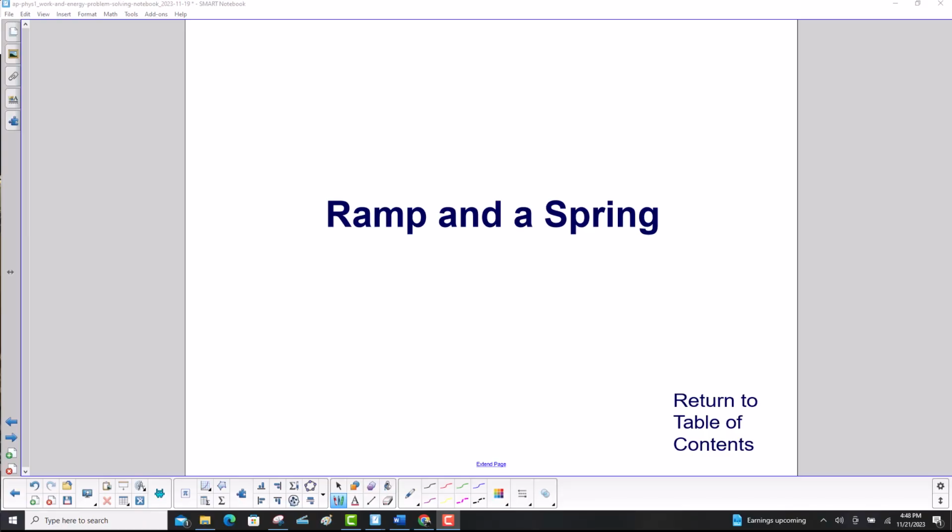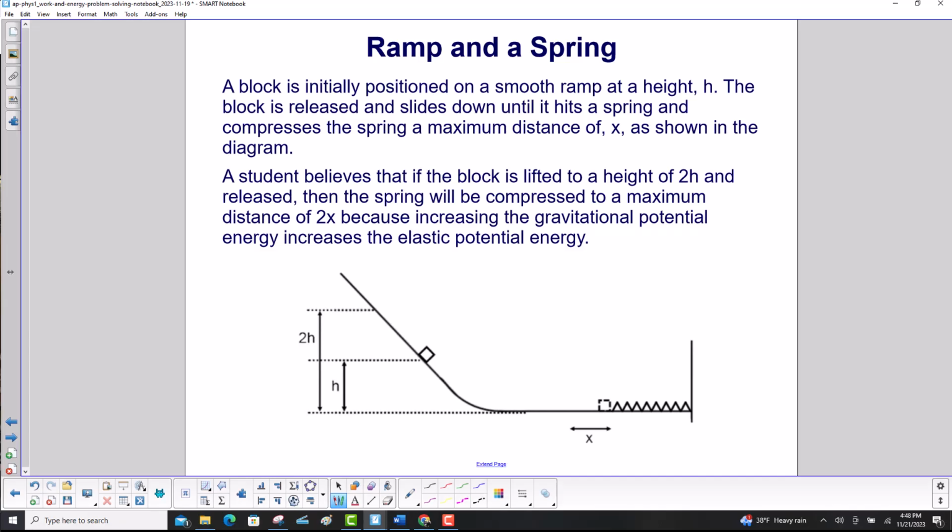Ramp and a spring. A block is initially positioned on a smooth ramp at a height h. The block is released and slides down until it hits a spring and compresses the spring a maximum distance of x as shown on the diagram.